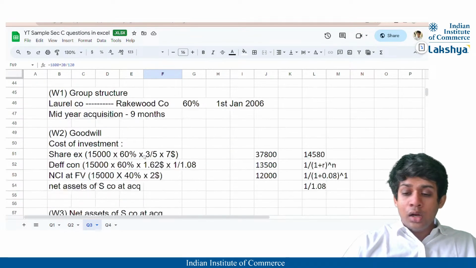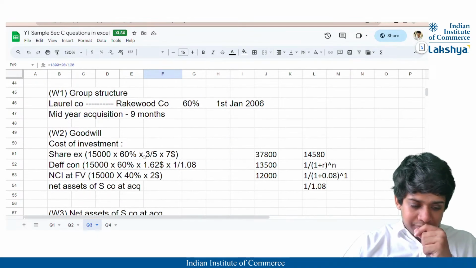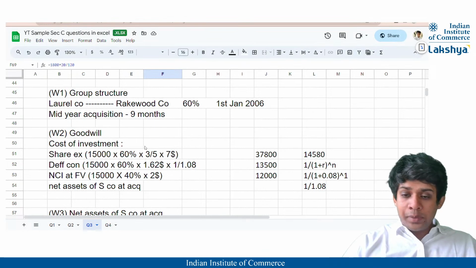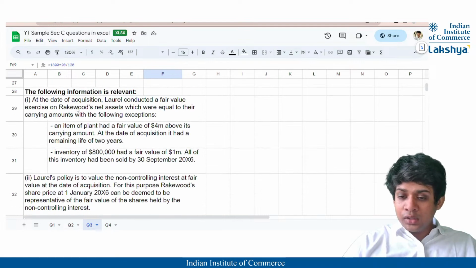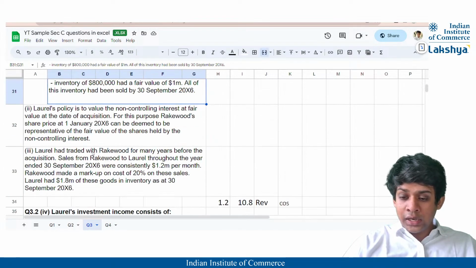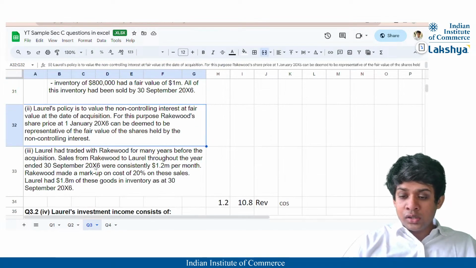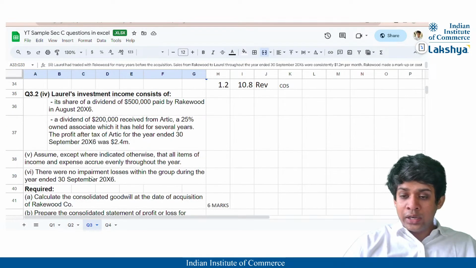Now anything else pending? Okay, your PERP is adjusted. Now any adjustment pending? So we've done these two adjustments, right? Your non-controlling interest is also calculated. Your PERP is also calculated.